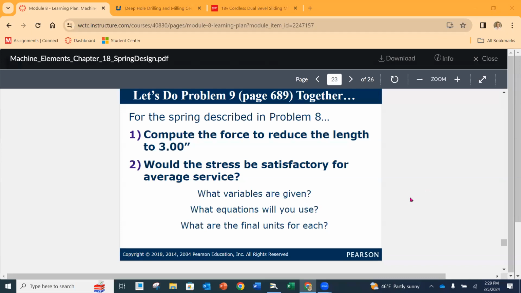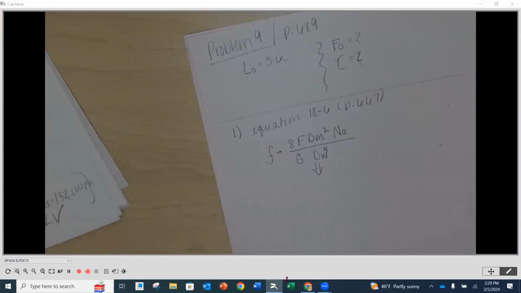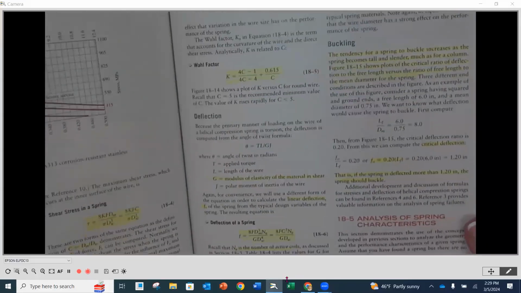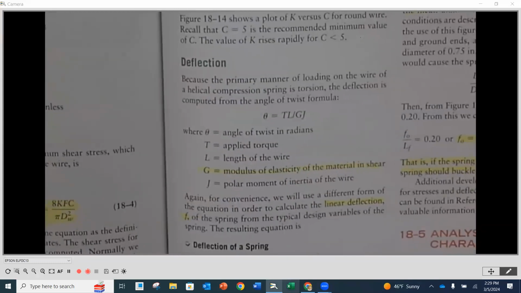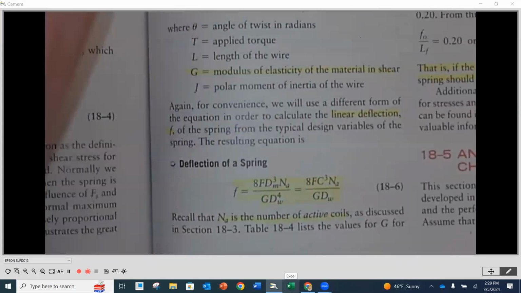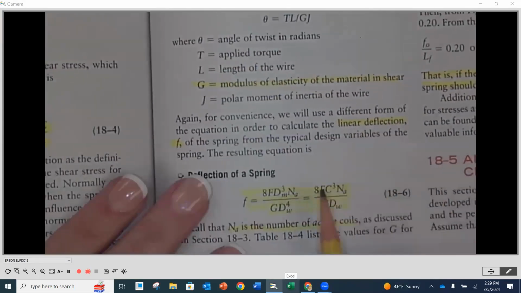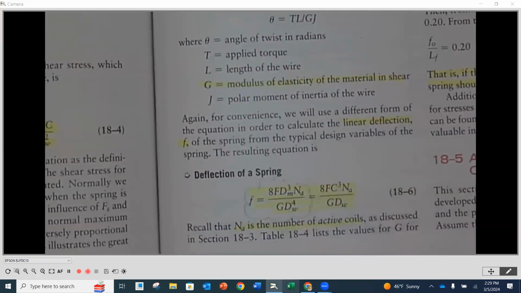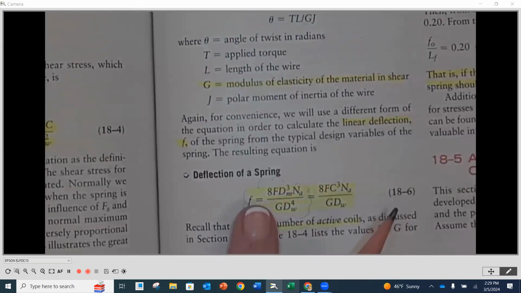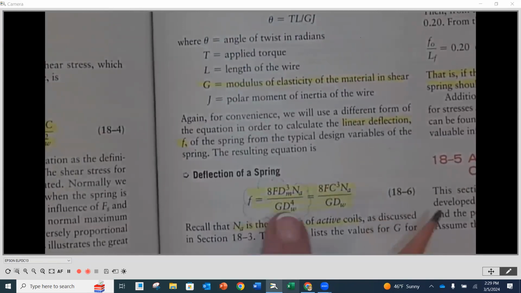So using that equation 8.6 on page 667, the equation that I'm referring to is at the bottom of the first column, right there, this one right here. You could use either version. I'm going to look at the first one here because it has the deflection in it, and we have all of the variables. So I'm going to use this version here.